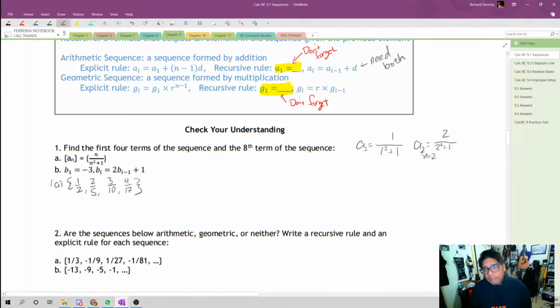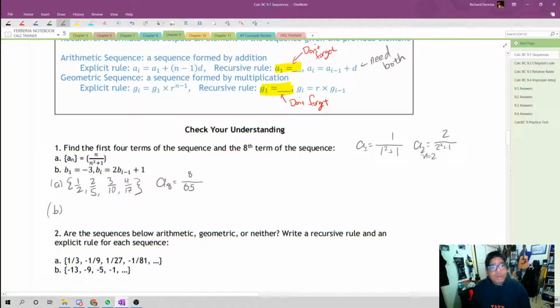3 over 10 and 4 over 17 rounds out the first 4 terms. And then it says to find the 8th term. So A8 is going to be equal to 8 on top of 8 squared plus 1, which is 65. So 8 over 65. Now part B, that's a recursive formula: b1 = -3 and bn = 2 times b(n-1) plus 1.